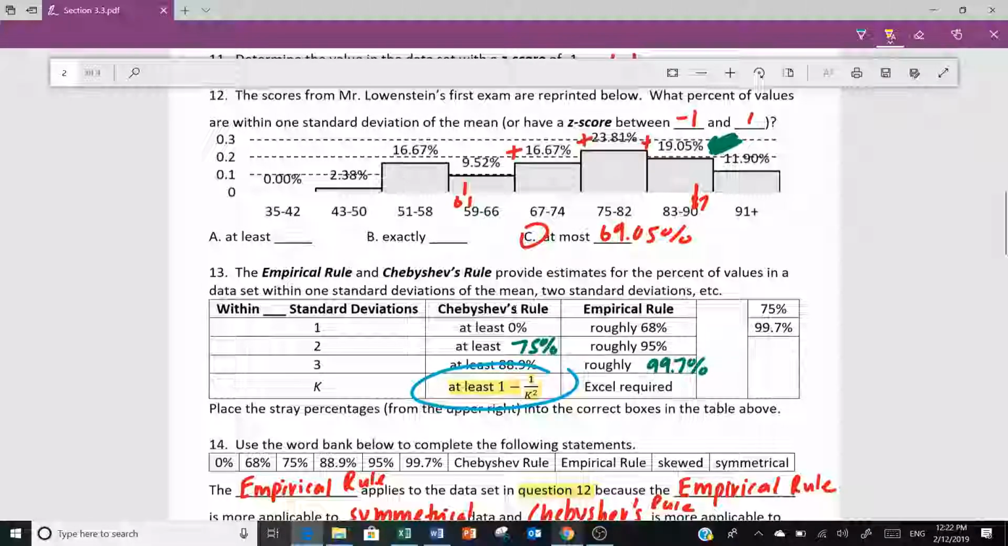So if you can use the empirical rule, use it. If you can't, go to Chebyshev's. The only time you use the empirical rule is if it's symmetrical or bell-shaped, with lots of data in the middle. Anytime you have skewed or weird-looking data, use Chebyshev's. Or if you have absolutely no idea, use Chebyshev's as well, because you don't need any criteria for it, because it says at least.